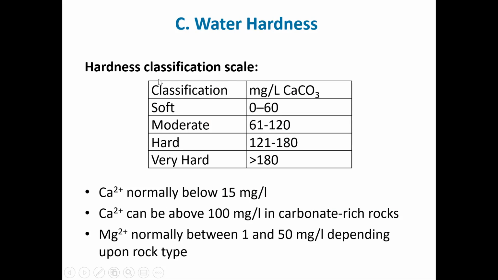Here is the classification scheme of hard water. I'll come back to this unit in a second, but you can see there's a classification scheme, and I think last time I tested it, the Fort McMurray water came out as about 200 milligrams per liter. So it was classified as very hard.